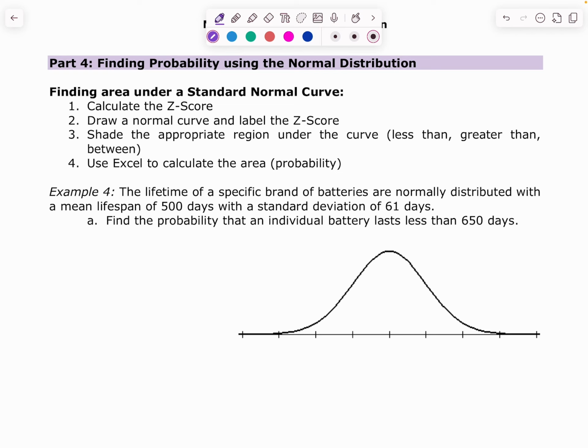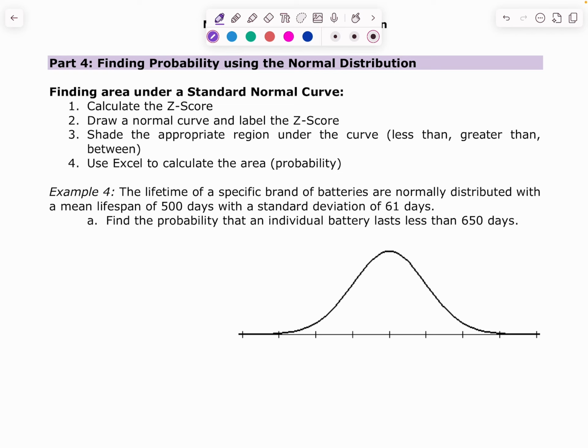We're going to shade the appropriate region under the curve. So we're going to look at the problem and whether the problem wants us to find the probability less than, greater than, or in between. And we are going to find the appropriate probability based on the verbiage. Then we are going to use Excel to calculate the area. I'm going to use Excel.